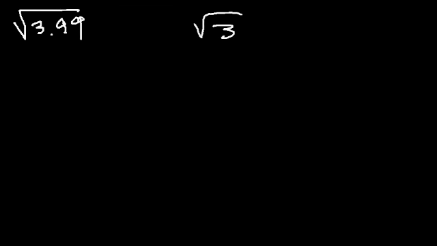Now you know the square root of 3.99 is close to the square root of 4, which is 2. But we don't know what the exact number is. Nevertheless, we can get a good approximation of it. And the square root of 37, we know it's just above 6, because the square root of 36 is 6. So we can use linearization to get a good estimate of the square root of 37. Now let's talk about how it works.